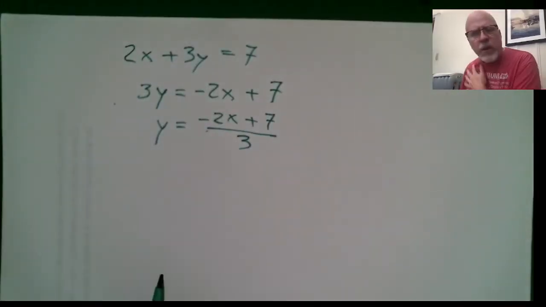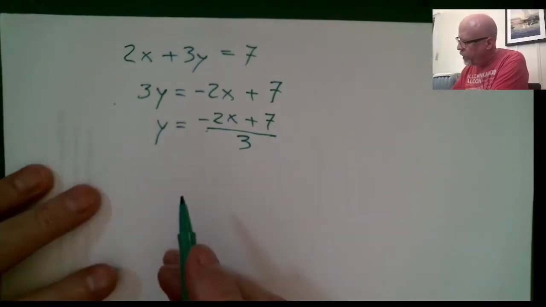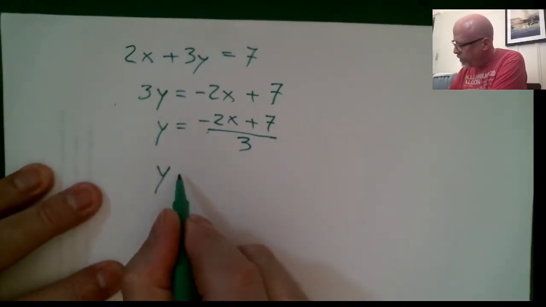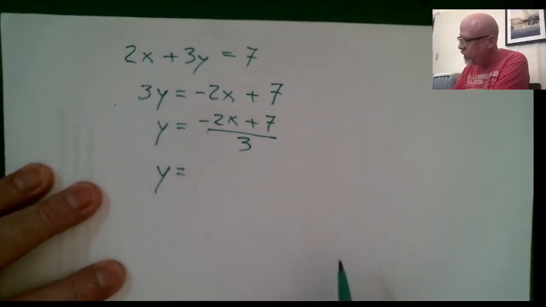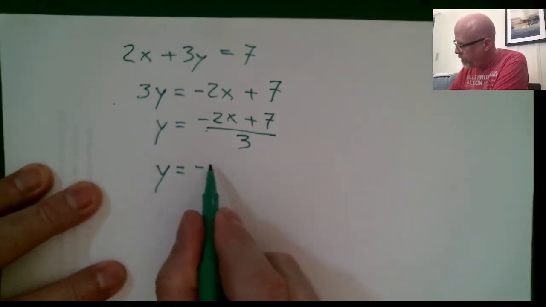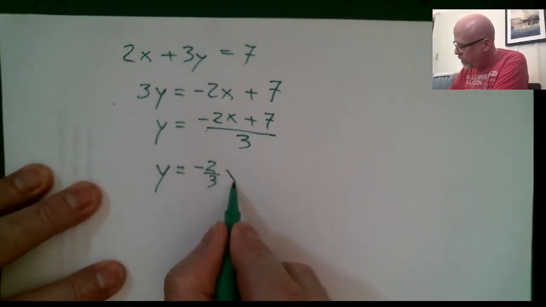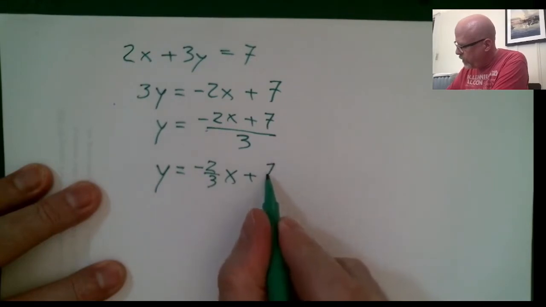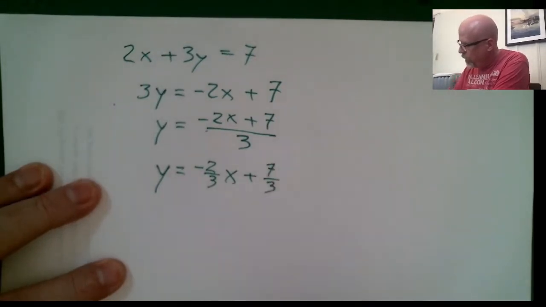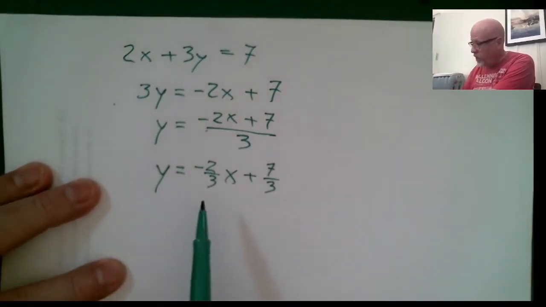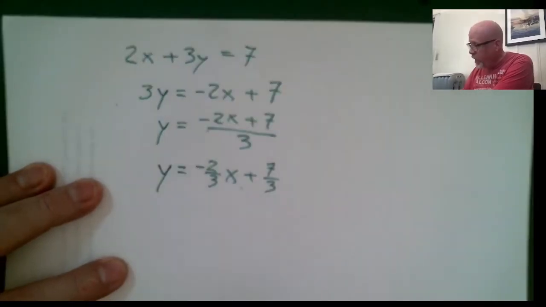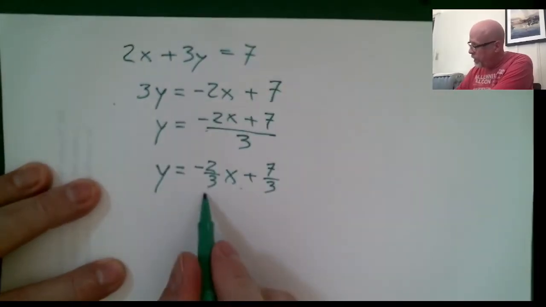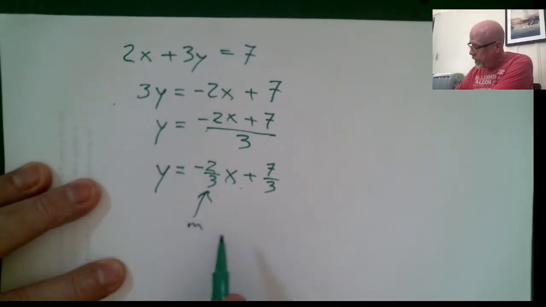That doesn't necessarily look like mx plus b, but realize that the fraction there can be re-expressed as two fractions. So you can think of this as minus 2/3 times x plus 7/3. And once it's in that shape, where it looks like y equals a number times x plus another number, then that guy is your m, and that guy is your b.